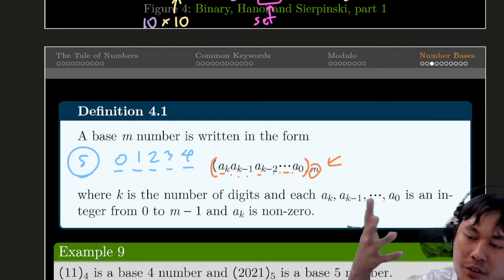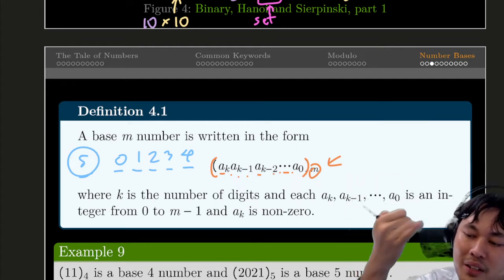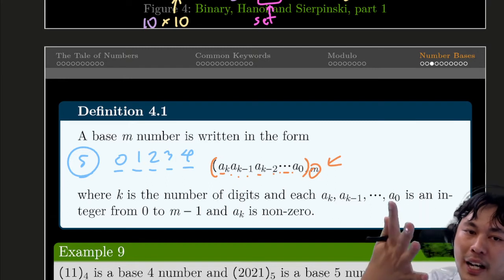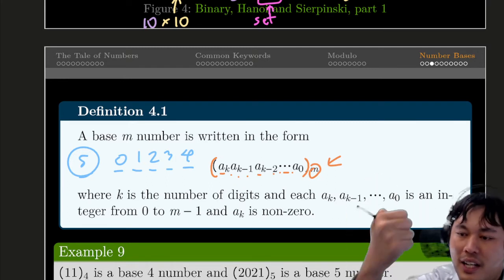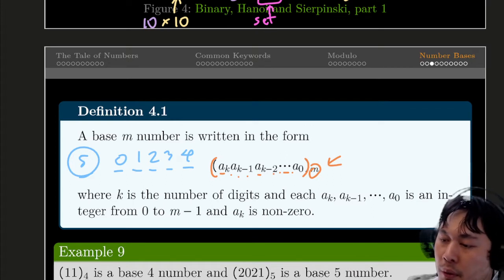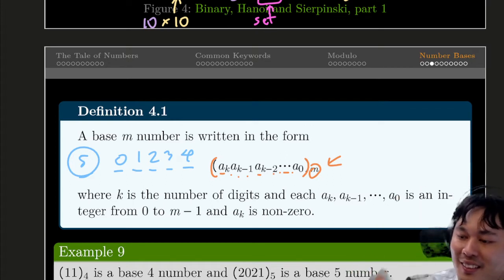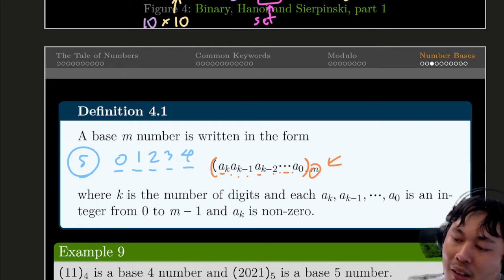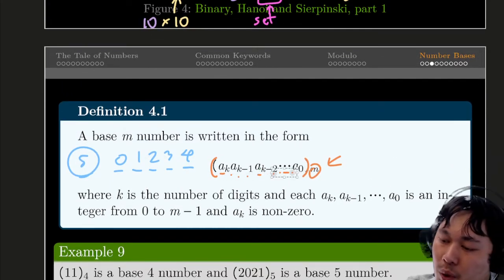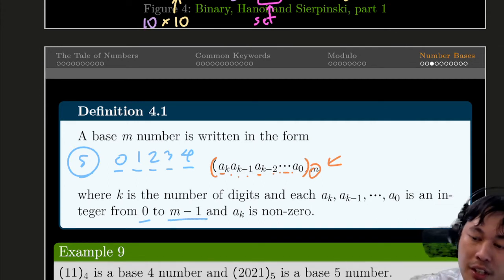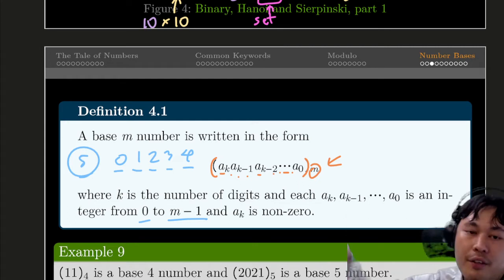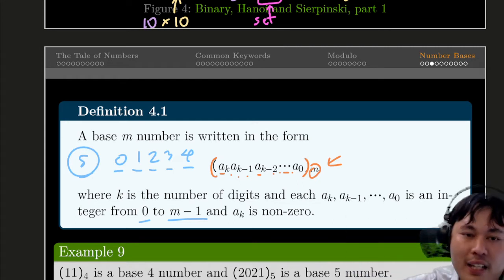If you happen to use only one hand, if you count 0, 1, 2, 3, 4, 5, you get 5, you put it away and you start over. So those 5 digits are all you need. But the requirement is that each digit is between 0 and m-1. So in base 5 you have 0 to 4, in base 10 you have 0 to 9. In base 100 you would have 0 to 99.